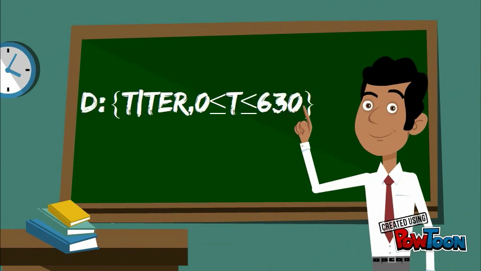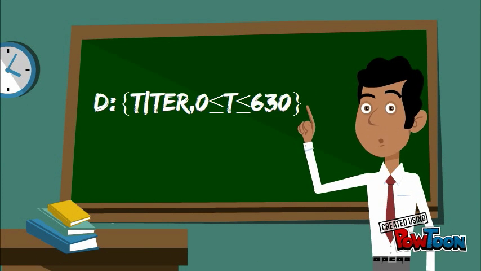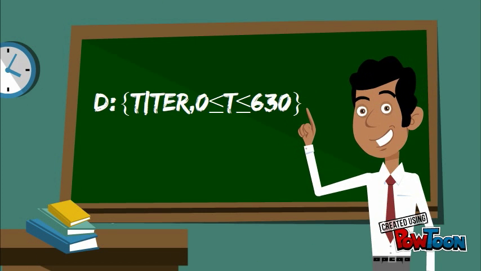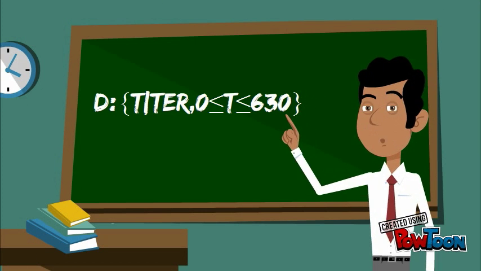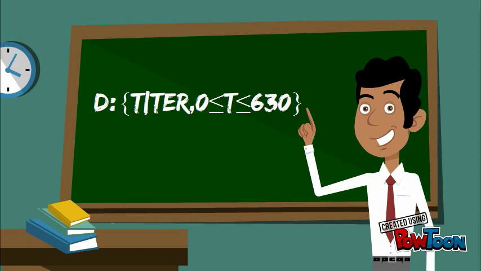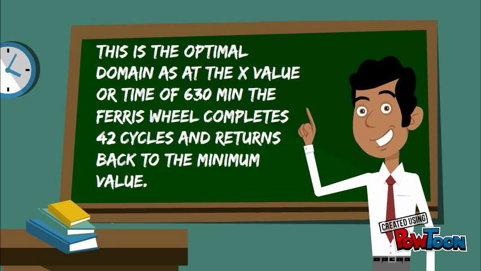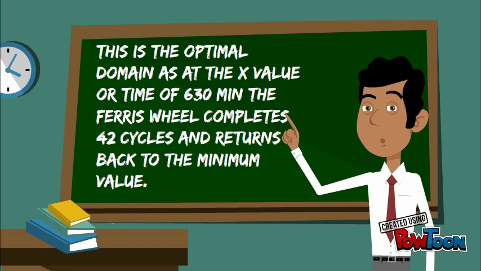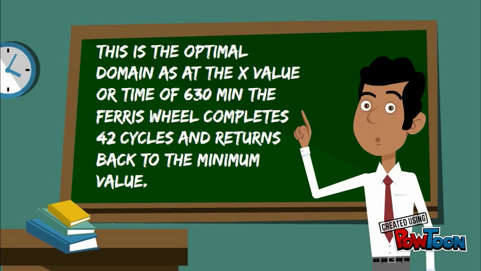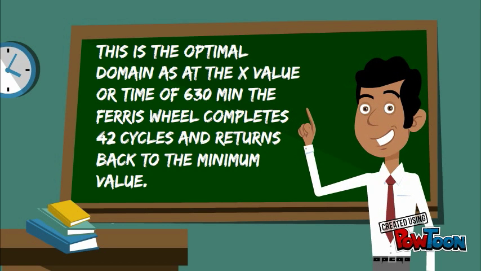As the London Eye operates from 11 a.m. to 8:30 p.m., the Ferris wheel is operational for 630 minutes per day. Therefore, the realistic domain of the function is {t such that t is an element of the real numbers, 0 is less than or equal to t, which is less than or equal to 630}. This is optimal as at the x value, or a time of 630 minutes, the Ferris wheel completes 42 cycles and returns back to the minimum value.